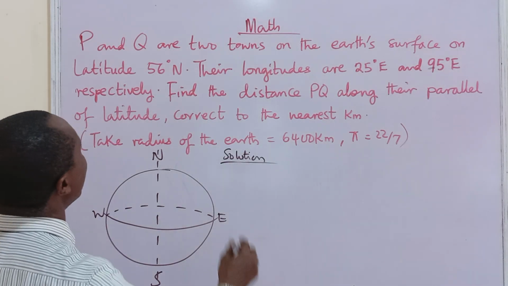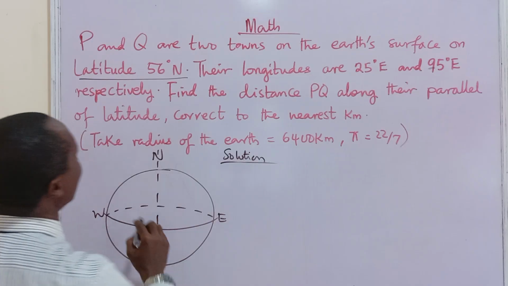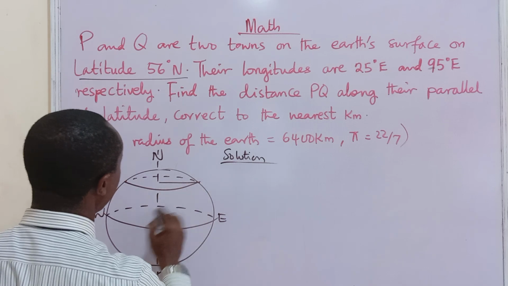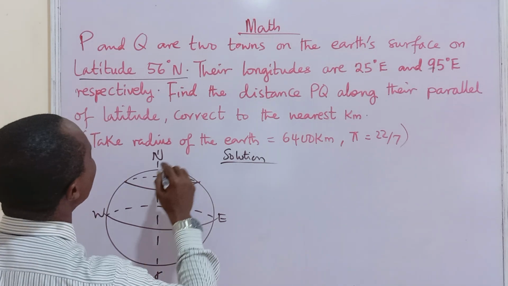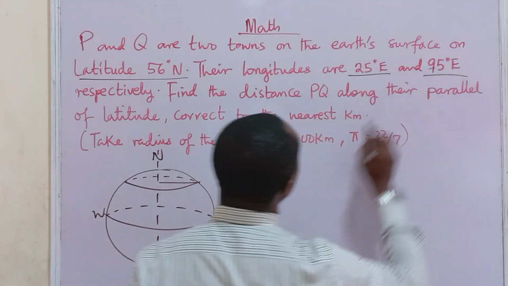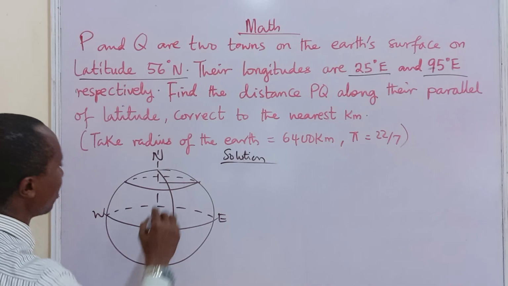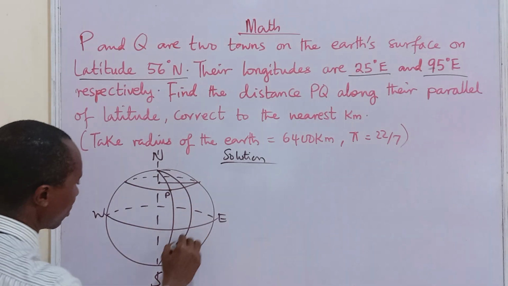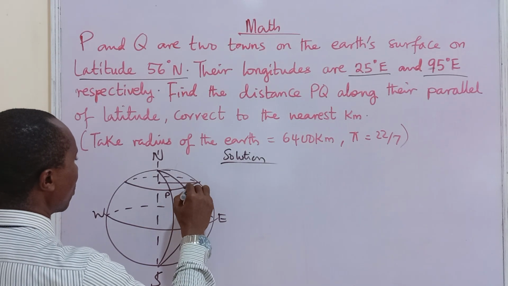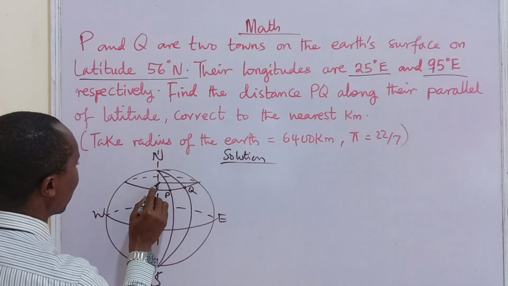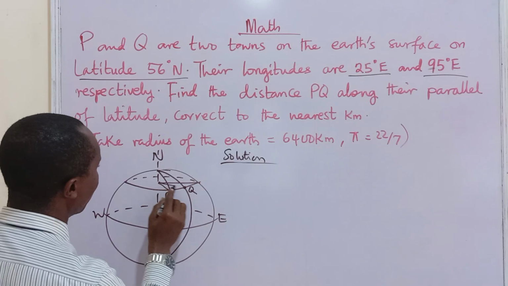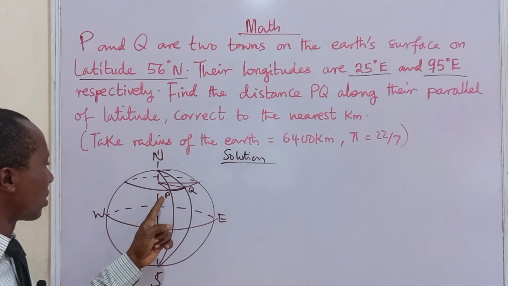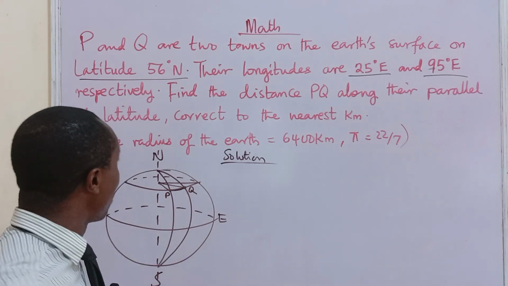Now, let's look at these points. The latitude is actually 56 degrees north, so we have it up here. That is the radius. So, what do we see? The longitudes are this and that. So we have the first longitude, that's your P, and we have the next longitude, which is Q. So we're going to draw the shape of that. We have to find the distance along the parallel of latitude. That's the distance PQ. That's what we are asked to find.